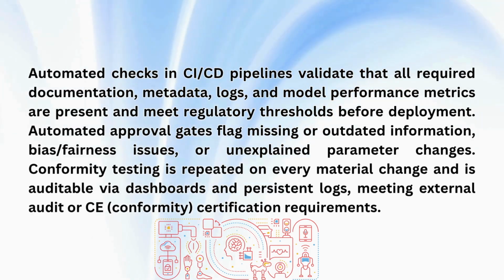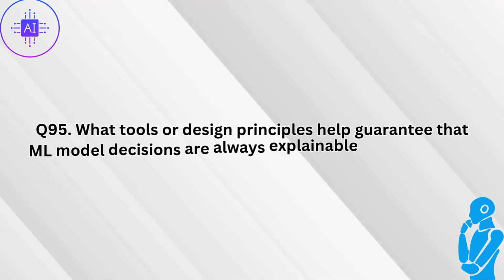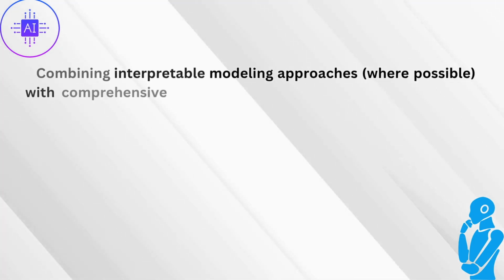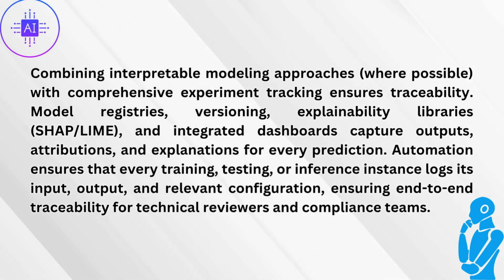CE conformity certification requirements. What tools or design principles help guarantee that ML model decisions are always explainable and auditable? Combining interpretable modeling approaches, where possible, with comprehensive experiment tracking ensures traceability. Model registries, versioning, explainability libraries, like SHAP or LIME, and integrated dashboards capture outputs, attributions, and explanations for every prediction. Automation ensures that every training, testing, or inference instance logs its input, output, and relevant configuration, ensuring end-to-end traceability for technical reviewers and compliance teams.